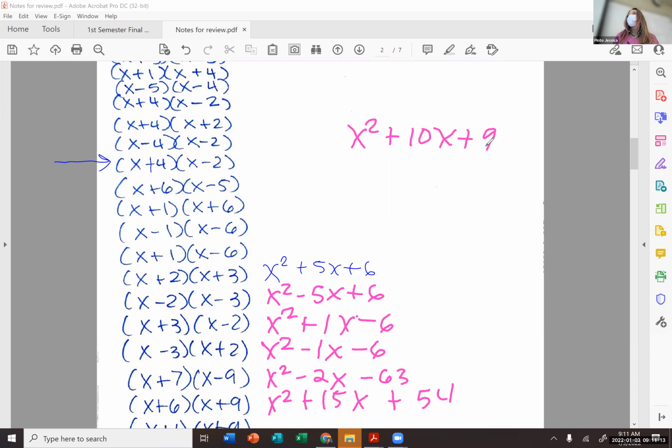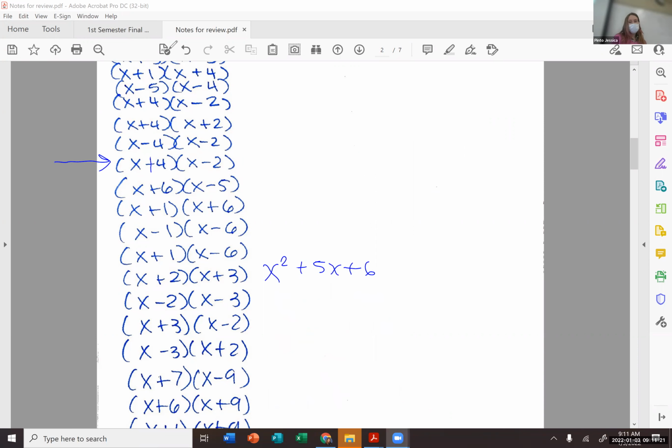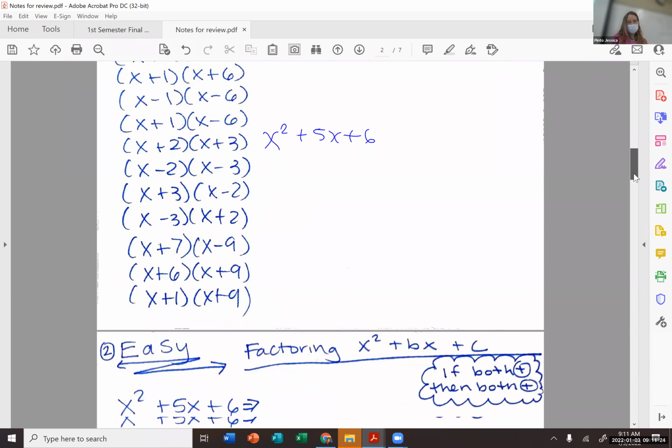Okay, good. Students, how are you guys feeling about multiplying the fast way? I'm hoping that you feel really good about it. Let's go back to our notes and look at the part that we didn't get to.